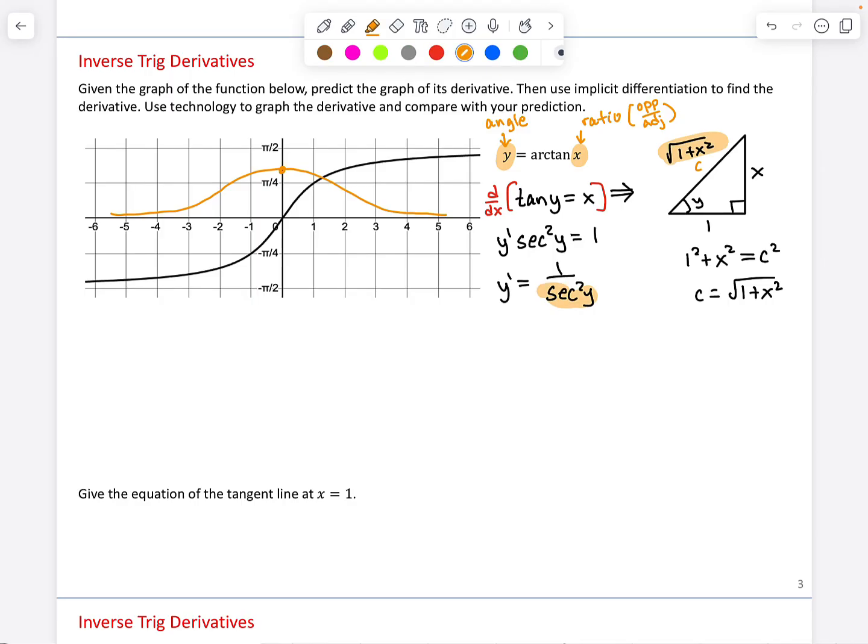Well, secant would be hypotenuse divided by adjacent. So in my formula, the secant of y will simply be the square root of 1 plus x squared, and then divided by 1, which I don't need to write. But then we need to now square that. So here's the secant squared of y. And so we get 1 over 1 plus x squared.